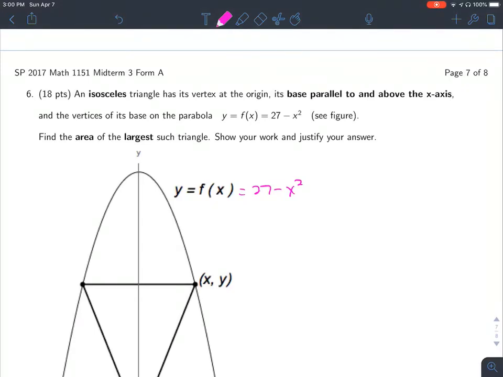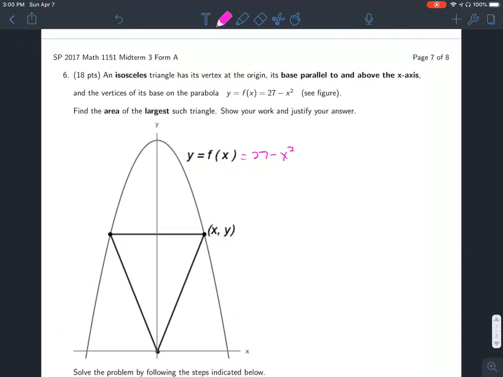Number 6, an isosceles triangle. Isosceles means at least two sides have the same length. Has its vertex at the origin. That's referring to its vertex angle. That's right here.